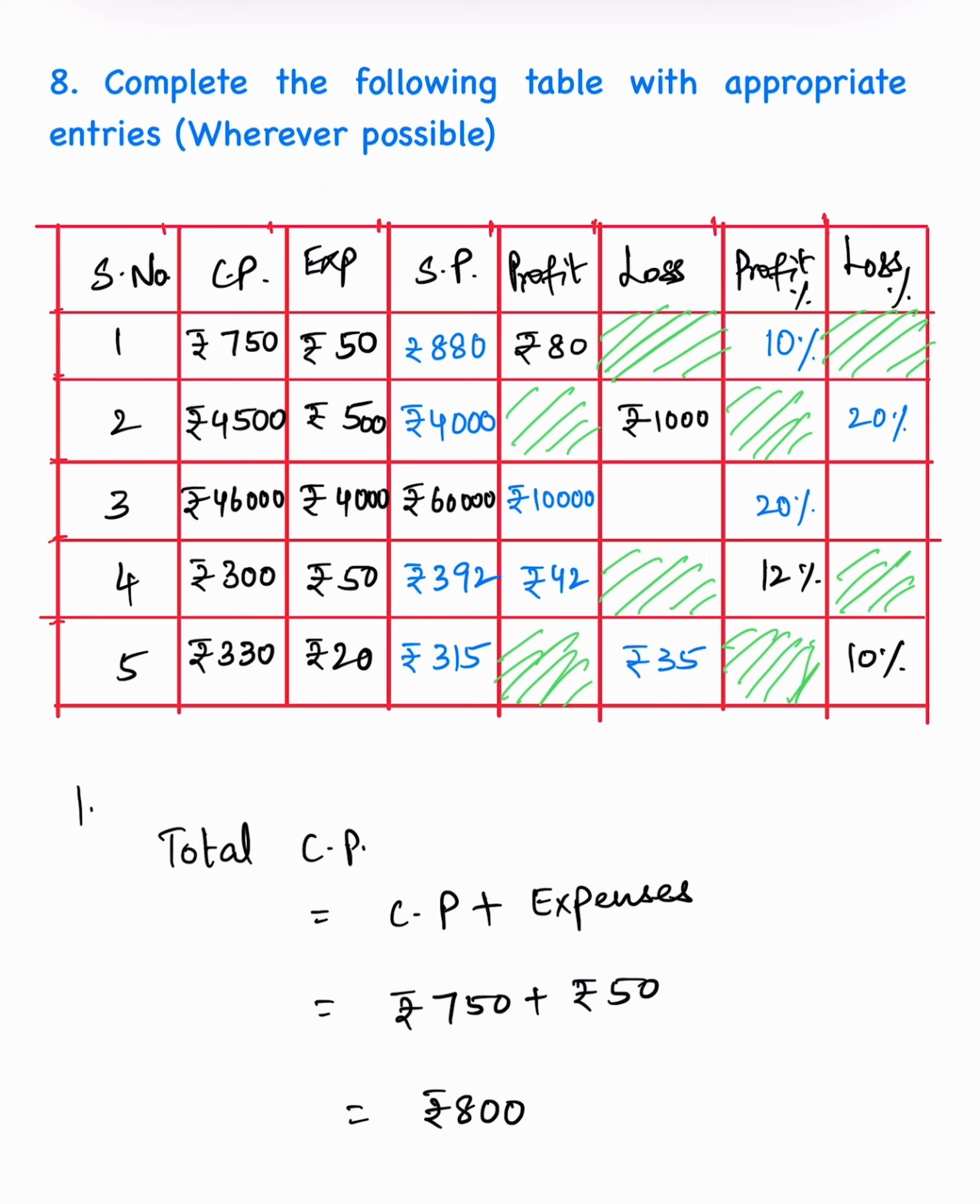Complete the following table with appropriate entries wherever possible. Here we have almost 5 problems. Different values are given. With the help of those values we have to find profit or loss and their percentages and the selling price.